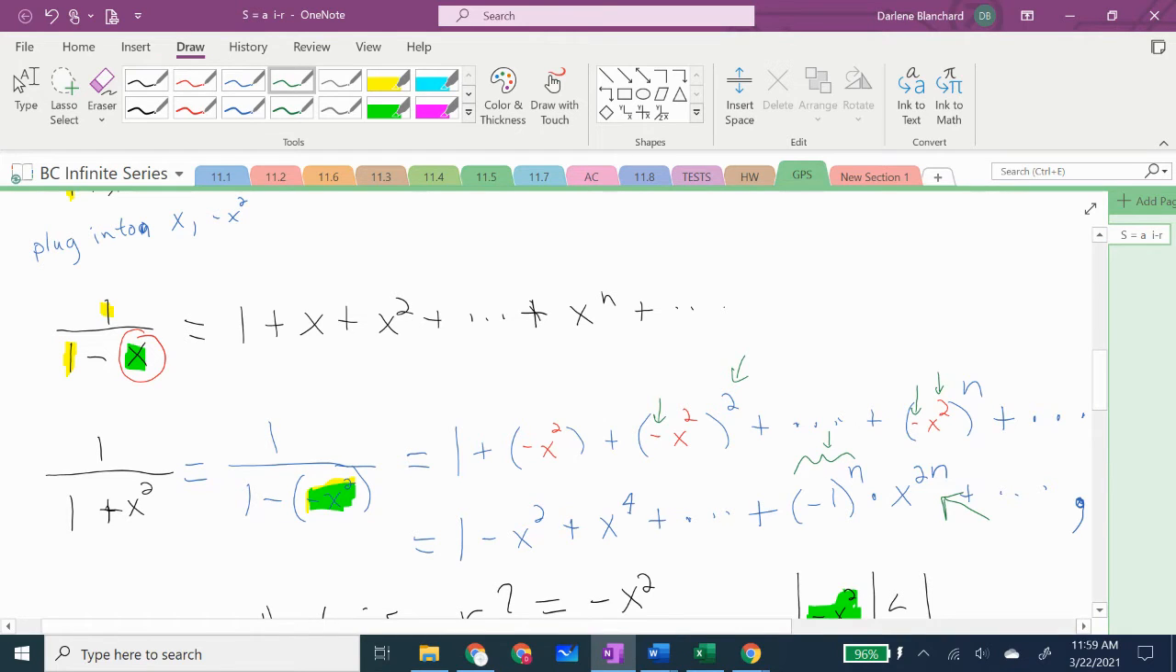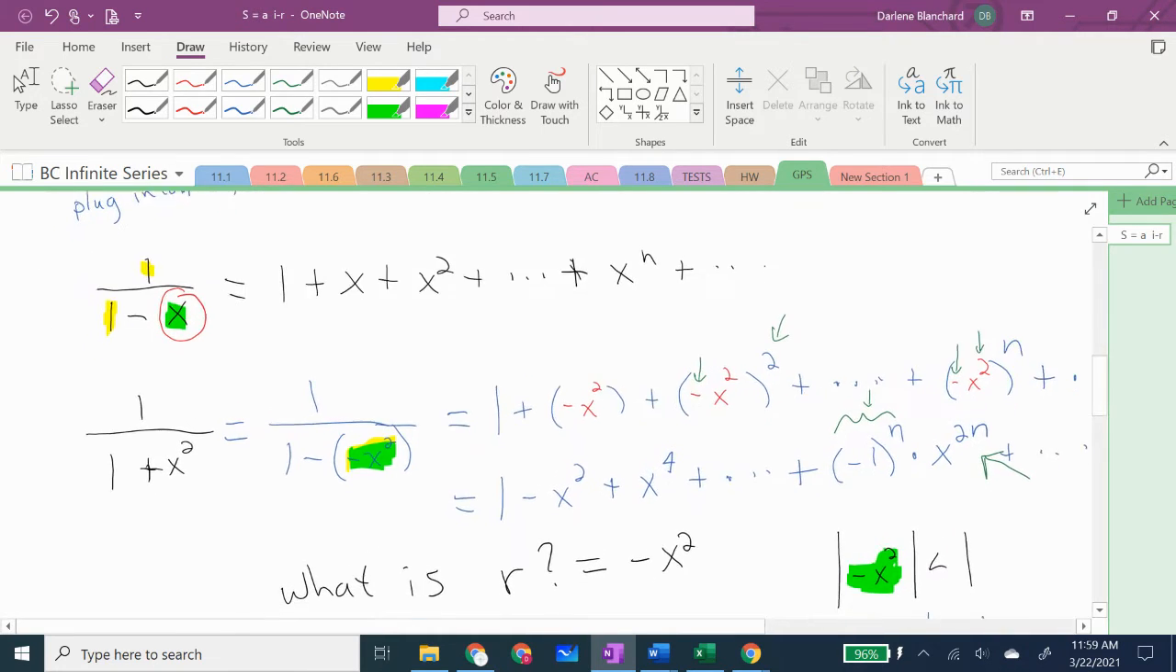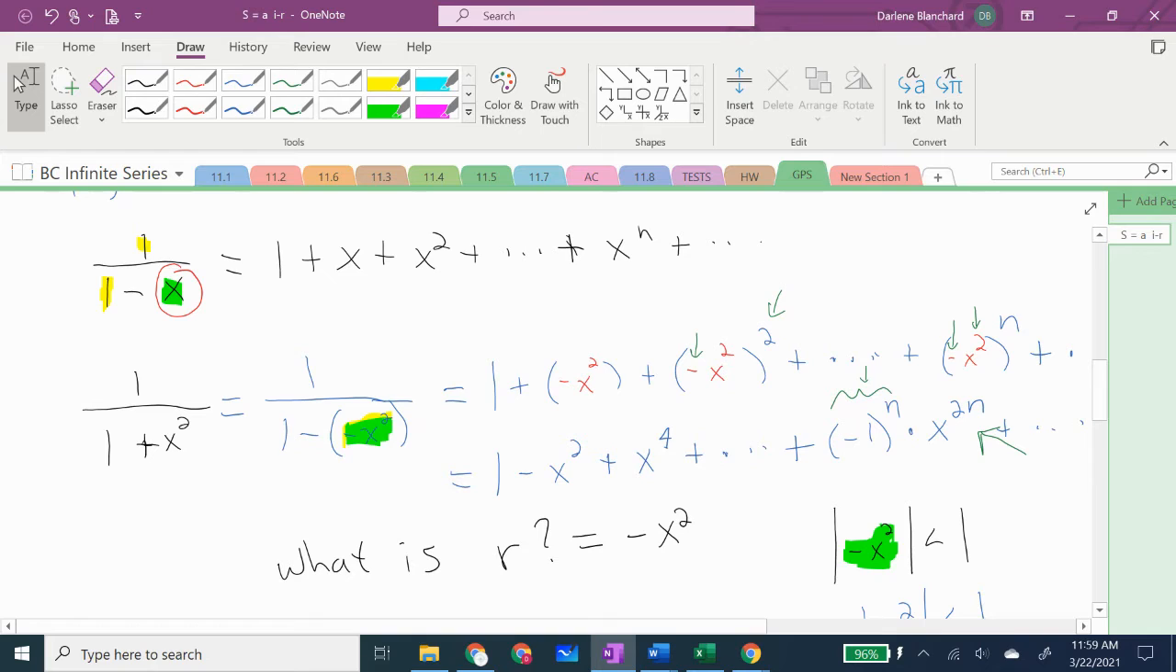Now, for interval of convergence, I want you to realize that the only thing you changed was the r. It's still a geometric series. The r is -x squared. So that means this will converge as long as -x squared, absolute value, is less than 1. And then think about it a little bit. You might come to realize exactly what it is.